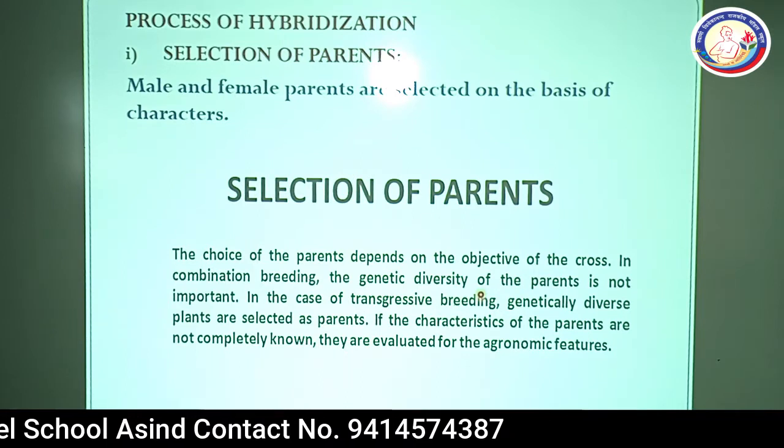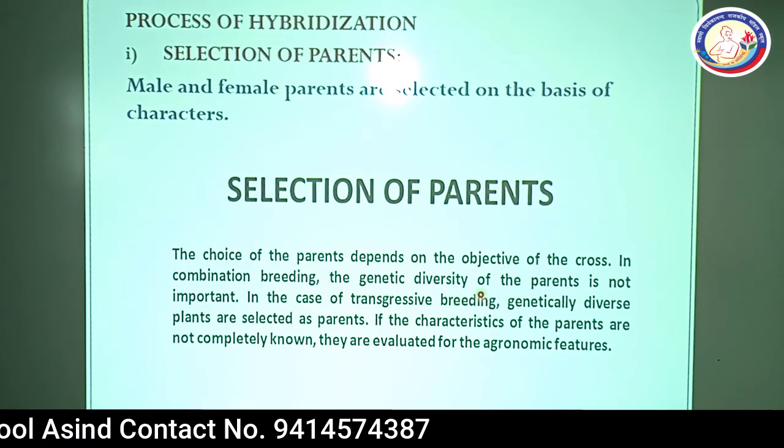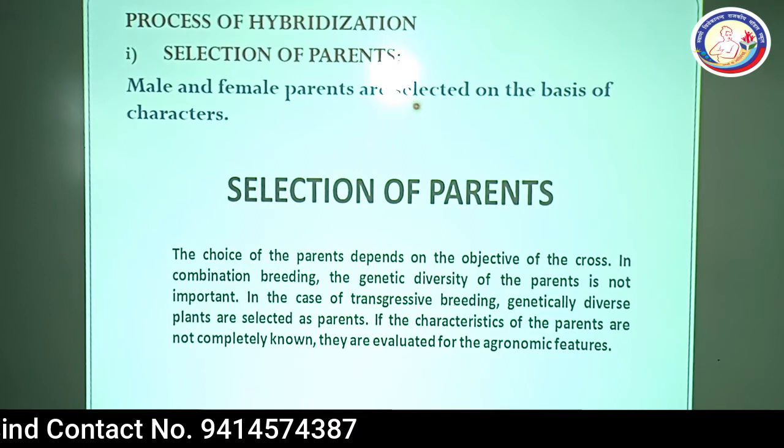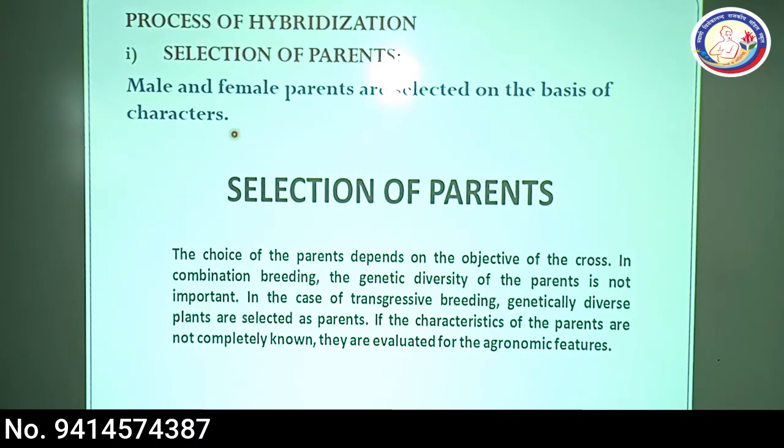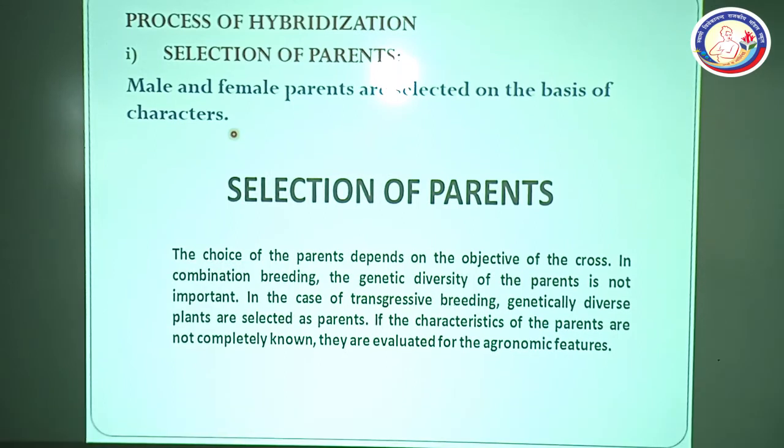Process of hybridization: the first step is selection of parents. Male and female parents are selected on the basis of characters. So we will choose the character, what type of parents we want to use in the experiments. So this will be the selection of the parents.